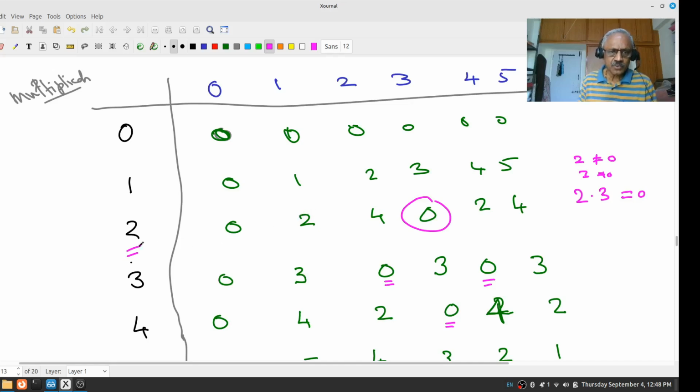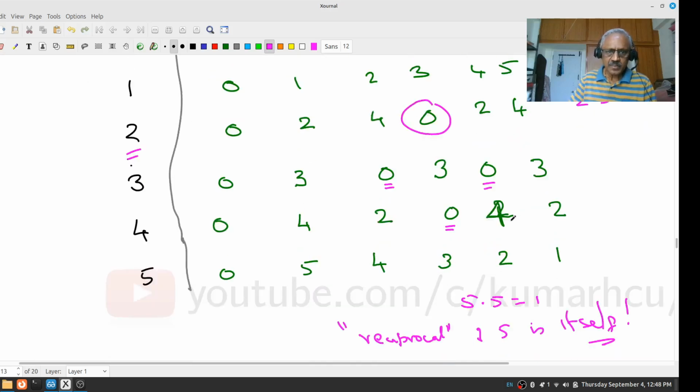Let's quickly go through. 2 is not the 0 element. 3 is not 0. But 2 times 3 is 6. The remainder is 0. Right? Whereas 2 times 4 is 8. The remainder is 2. And 2 times 5 is 10. The remainder is 4 when divided by 6. Similarly, we can do that.